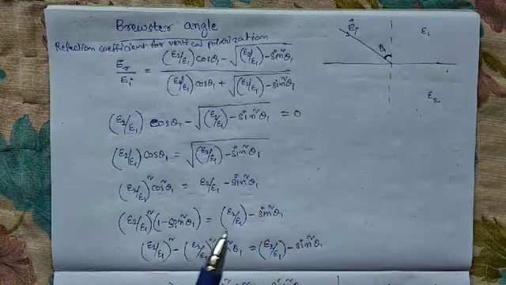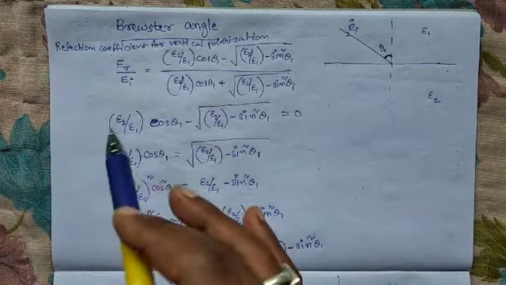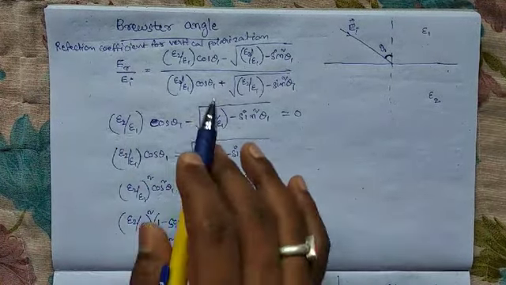For calculating the Brewster angle, the reflected wave is 0. Here we are equating the numerator of this reflection coefficient to 0. ER equal to 0 means the numerator term is 0: epsilon 2 by epsilon 1 cos theta 1 minus square root of epsilon 2 by epsilon 1 minus sin square theta 1 is equal to 0.